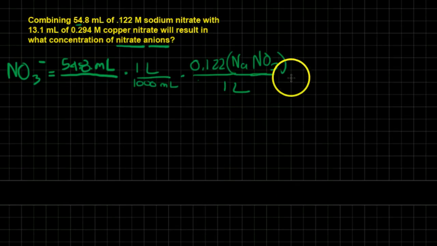1 liter times, okay, now for every sodium, which is a 1+ charge, right, there's going to be 1 nitrate, which is a 1 negative charge. That balances out, so really it's just 1 to 1 like this. Didn't even need that here, and I'm going to solve for that later. Let's set up the other one now while I've got momentum.